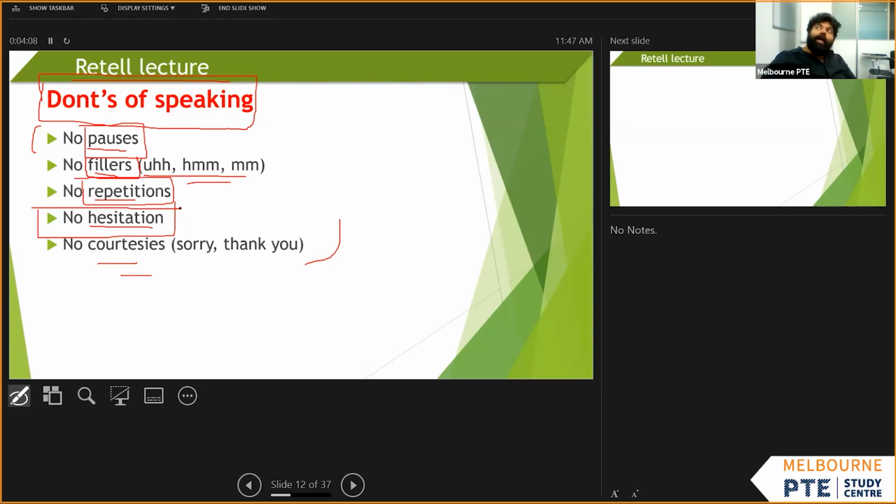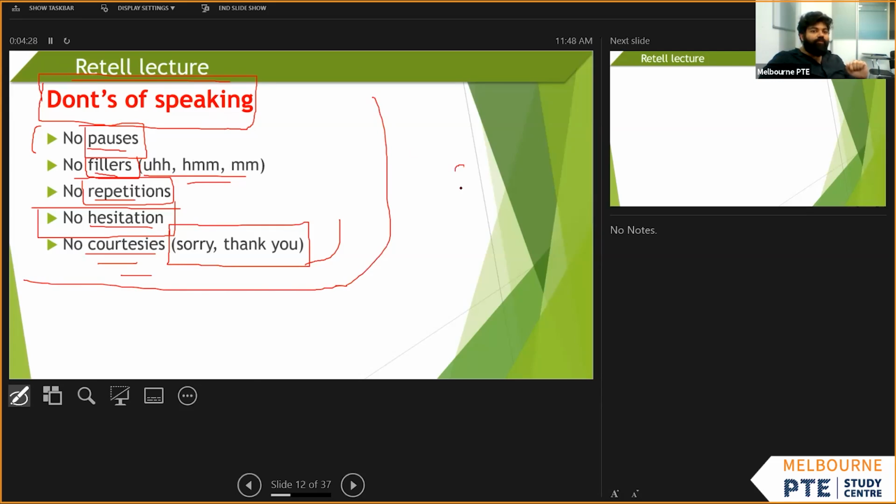Okay. And the last point in here, it says no courtesies. So make sure you avoid the use of any sort of these words because it's all controlled by a computer. There is no physical examiner or anything over there. Remember. Okay. Now, is anything in here confusing or something you guys don't understand? It is clear? All right.